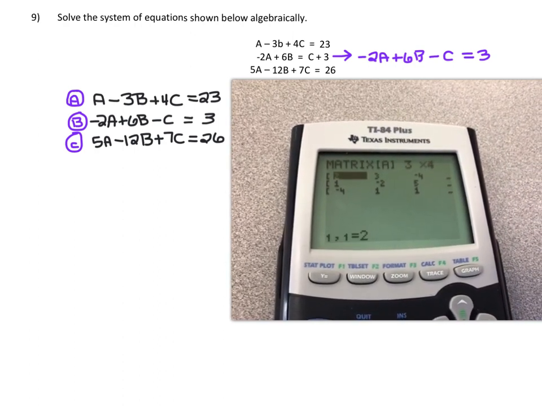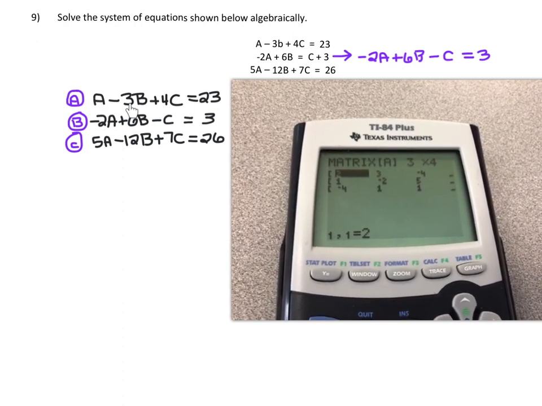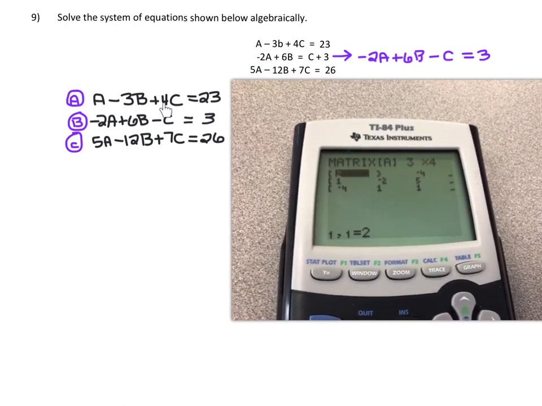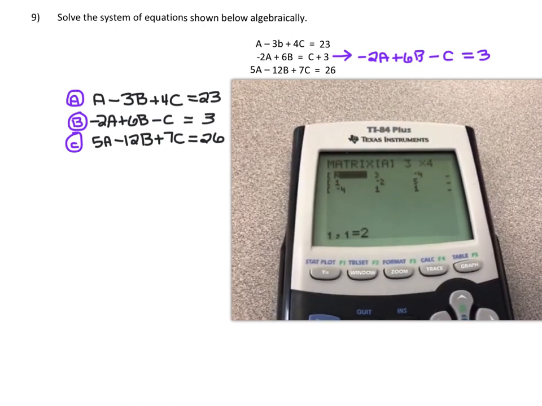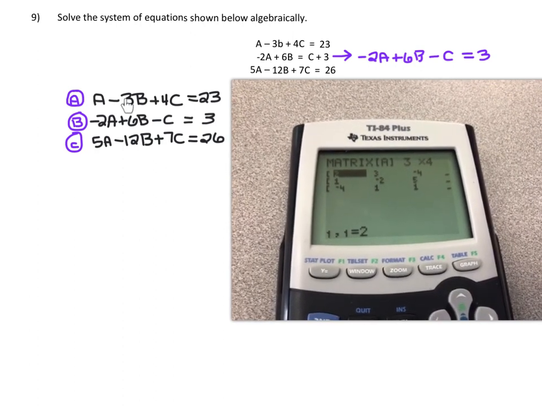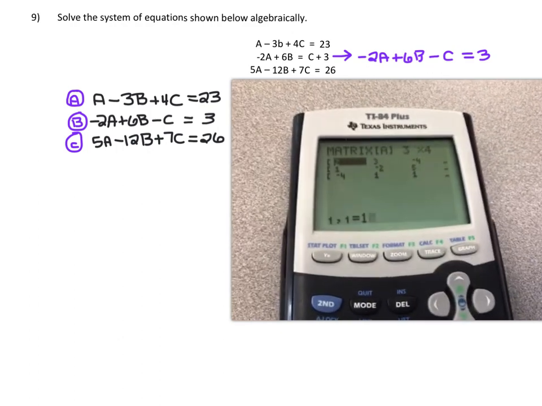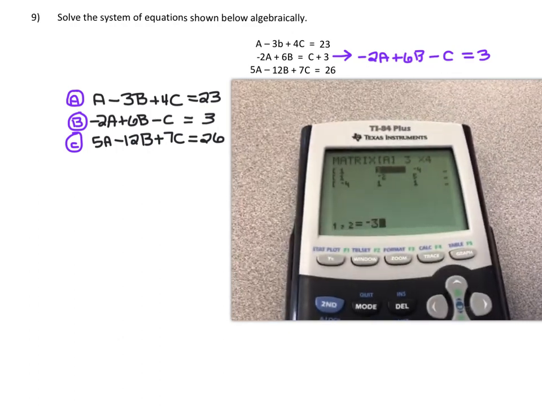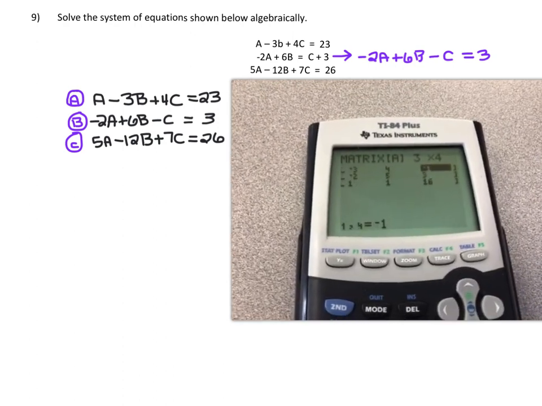Okay, so now, this already says 3 by 4, so I'm just going to hit enter and go past that. And if we look at our first row, there's a 1 in front of this A, a -3 in front of the B, a 4 in front of the C, and then there's a number all by itself at the end. So when I plug in the numbers for my first row, it's going to go 1, -3, 4, 23. Okay, so I'm going to plug in a 1, a -3, a 4, and a 23.